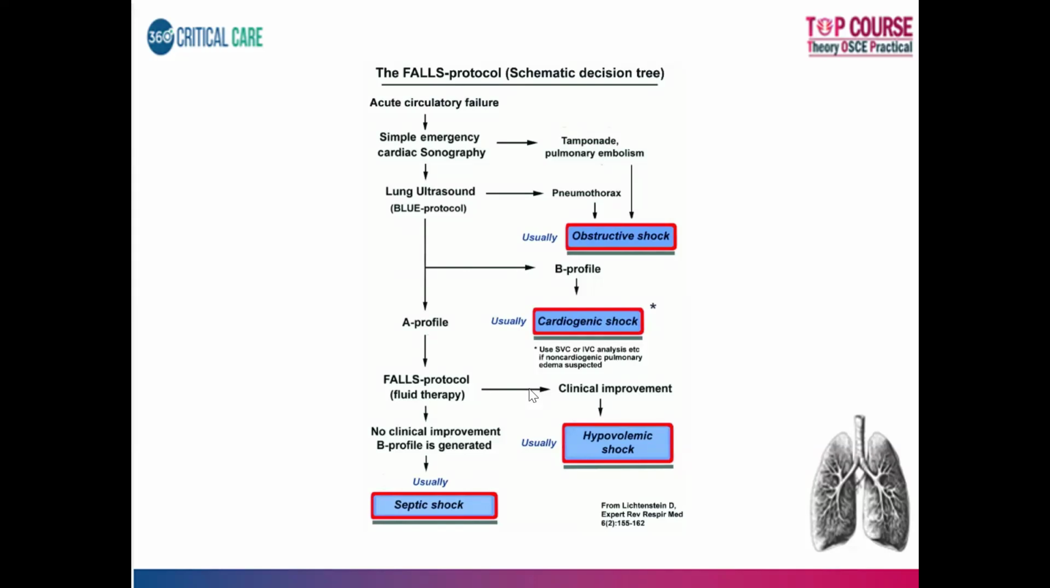If none of this is noticed and everything comes out to be normal, but you still see some amount of B lines, and you have an A profile or an AB profile, then you have to look at the cardiac status.